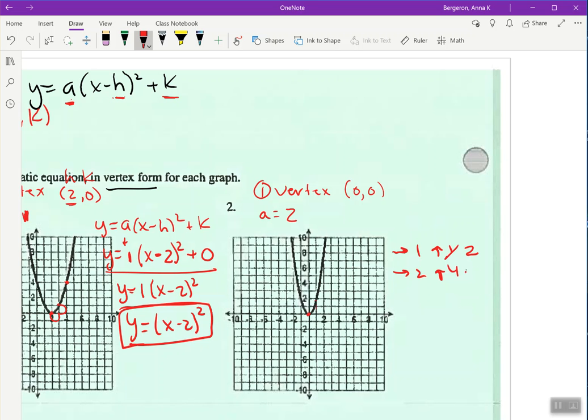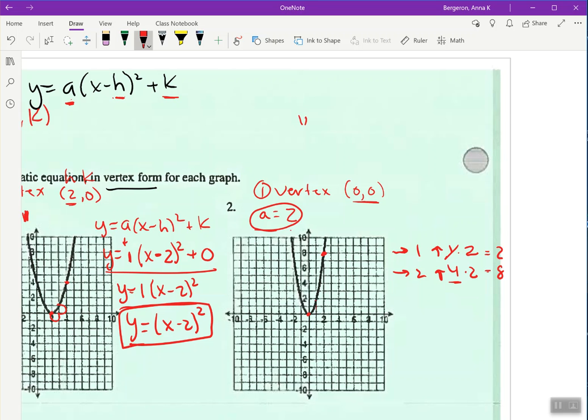So all my a values got multiplied by 2. If I go over 2, I had to go all the way up 8 instead of up 4. So my a value in this case is 2. My vertex is 0, 0, and my a value is 2.